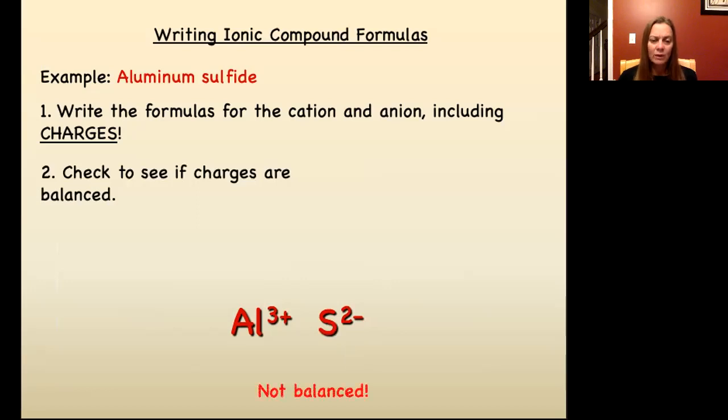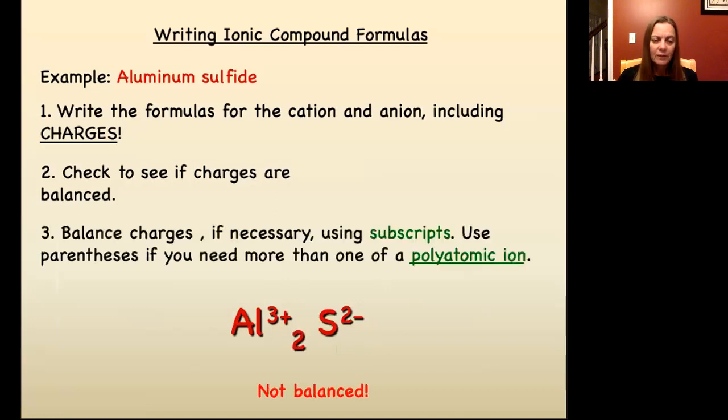So I'm going to use what I call the crisscross rule. And I'm going to take this 2, and I'm going to make it the subscript for aluminum. And I'm going to take the 3, and I'm going to make it the subscript for sulfur. Anytime we have different charges, we can use that crisscross rule, and it'll give us the balanced formula. So 2 aluminums, 3 sulfides, and we wind up with a total of +6 and -6, and we have our neutral compound. And again, remember that we would erase those charges, and we would have Al2S3.